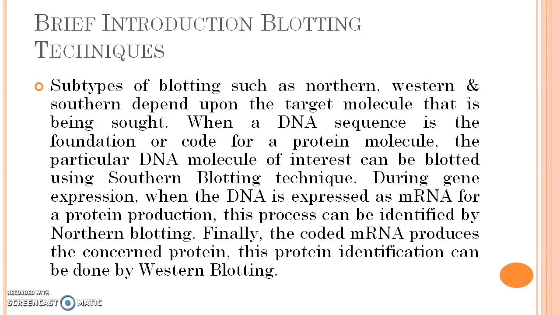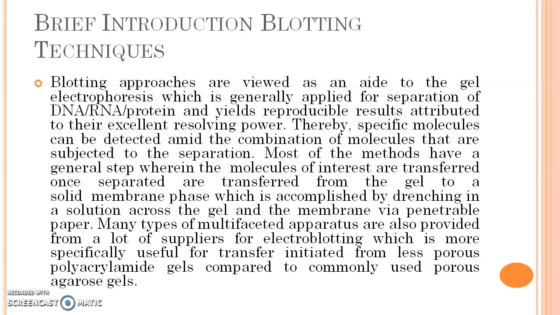Subtypes of blotting such as Northern, Western, and Southern depend upon the target molecule that is being sought. When a DNA sequence is the foundation or code for a protein molecule, the particular DNA molecule of interest can be blotted using the Southern blotting technique. During gene expression, when the DNA is expressed as messenger RNA for protein production, this can be identified by Northern blotting. Finally, the coded mRNA produces the concerned protein. This protein identification can be done by Western blotting.